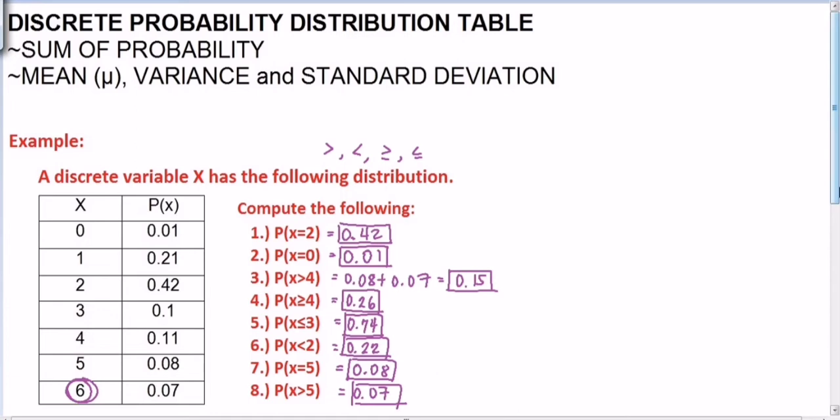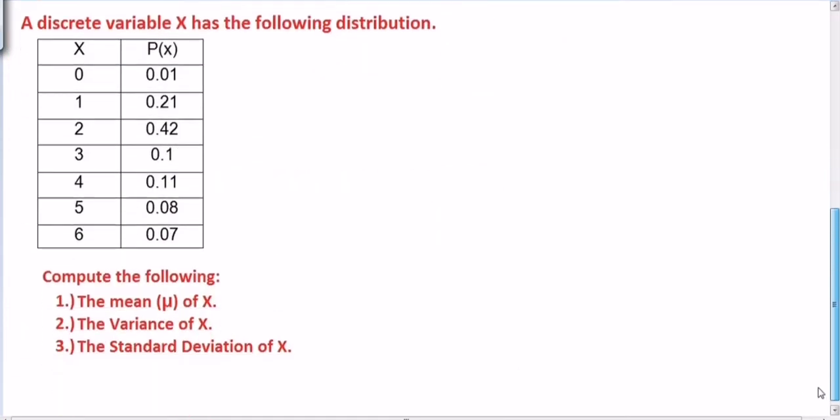Okay? Now let us have the mean, the variance, and then the standard deviation of a discrete random probability table. So, a discrete variable x has the following distribution. Actually, same lang to nung first table natin. But this time, we will compute the mean, or yung symbol ng mean is mu. So, the mean of x, the variance of x, and then the standard deviation of x.